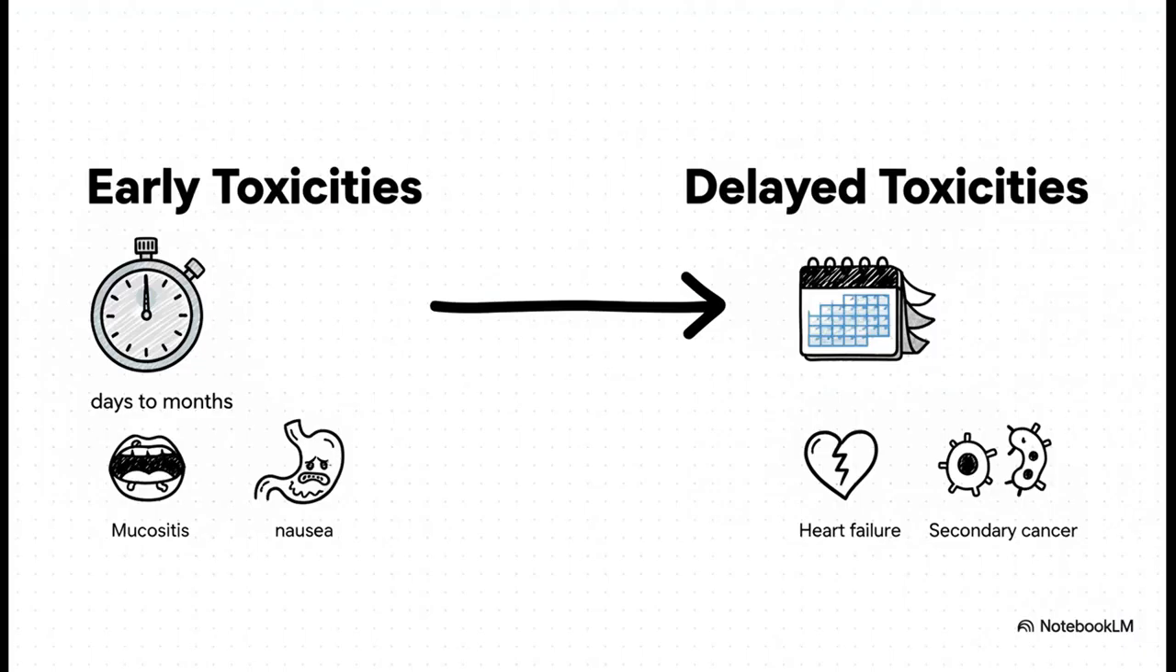It's absolutely crucial to understand the timeline of side effects. We manage early things like mucositis or nausea right there during treatment. But those delayed effects, like secondary cancers or heart failure, well, they require long-term surveillance, especially as our patients are living longer and longer after cancer. So this whole early versus delayed distinction guides our entire monitoring plan.